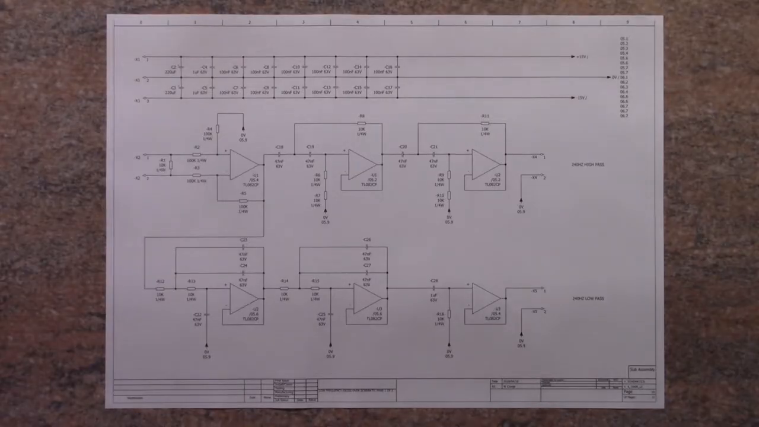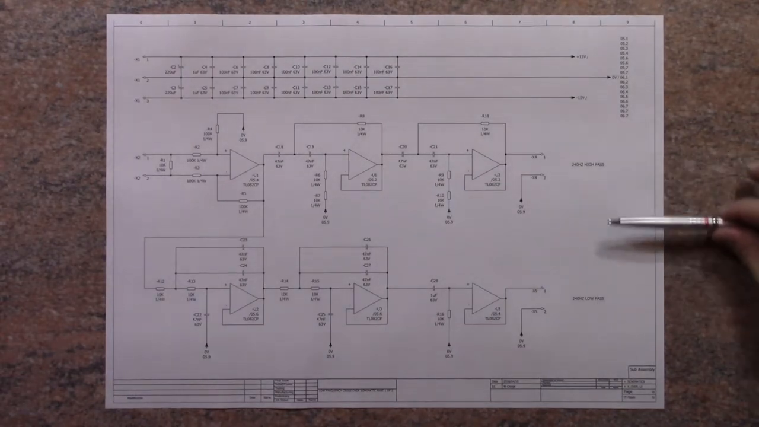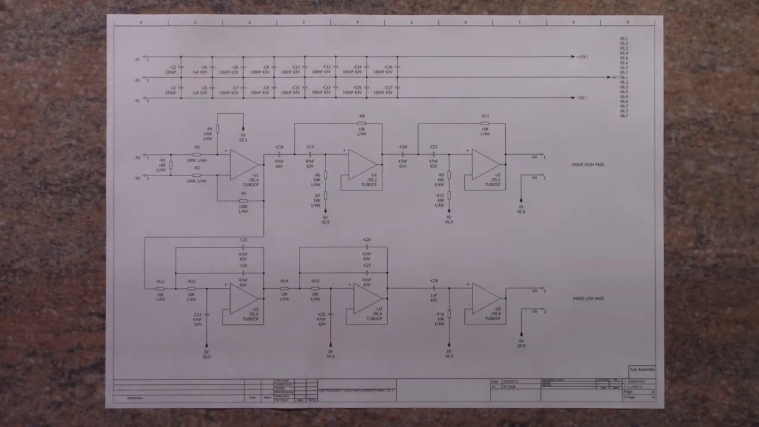So here's the schematic for the crossover. This is only showing one of the two channels. And this particular schematic is showing the 240 Hz high pass and low pass filters. Now, originally I said I'm going to design them to be 250 Hz and 4.9 kHz, but unfortunately you only get components in certain values, and it worked out that I'm going to get 240 Hz and 4.6 kHz.